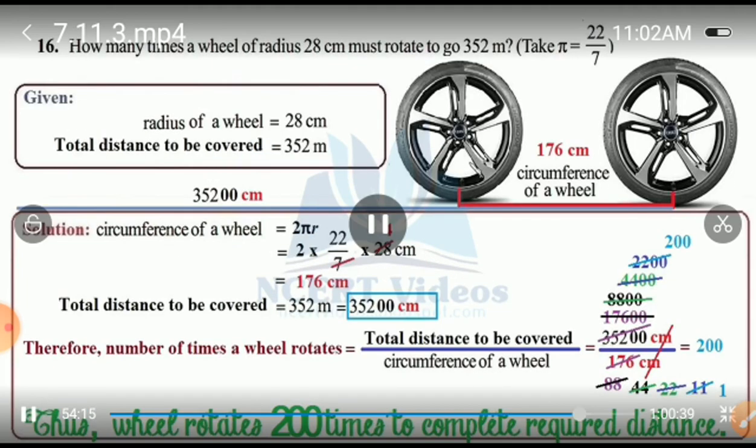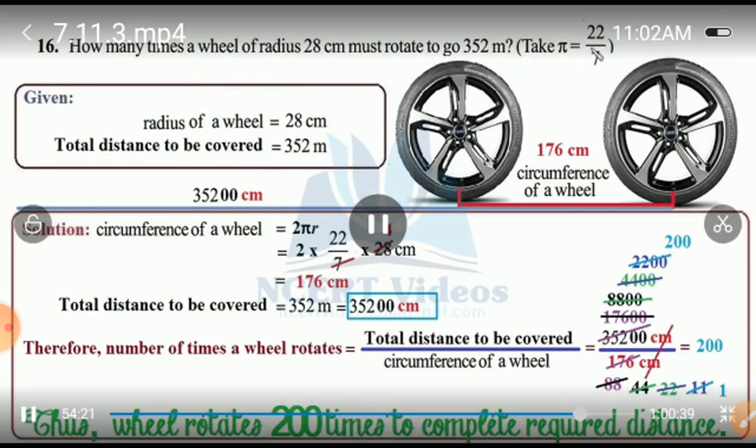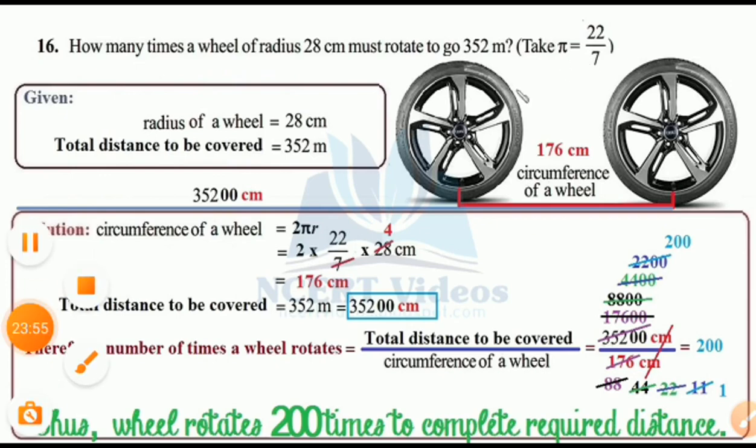Now look at question number 16. It is also a very good question for you. You can check out the importance of this question. Yes. See, the question is here: how many times must a wheel of radius 28 centimeter rotate to go 352 meter? Take pi is equal to 22 upon 7.